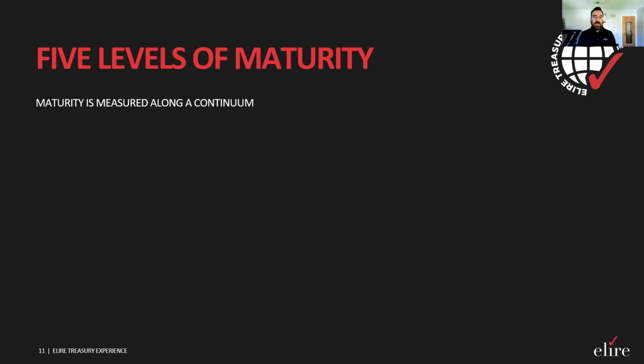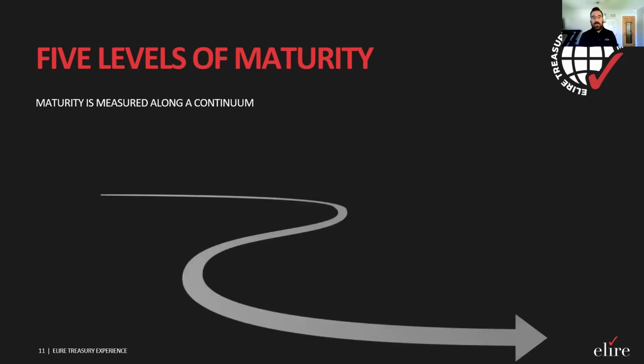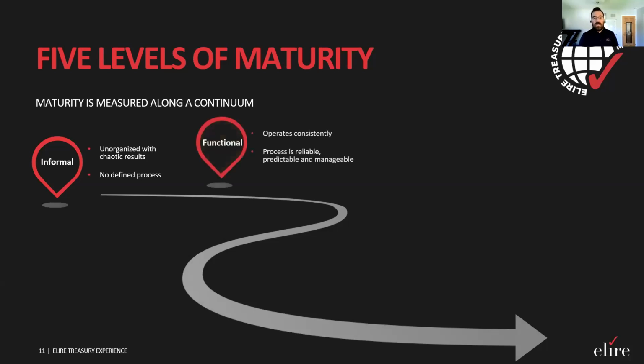So how is process maturity measured? So maturity is measured along a continuum. Some processes might be informal, unorganized with chaotic results, no defined process. Some processes might be functional and operate consistently. These are reliable, predictable, manageable processes. Some processes might be standardized and high performing. They consist of end-to-end designs.